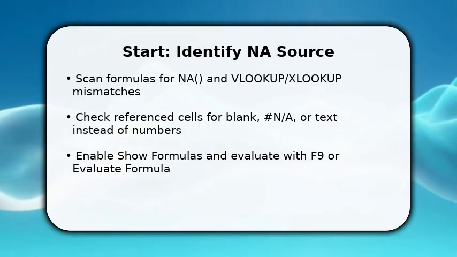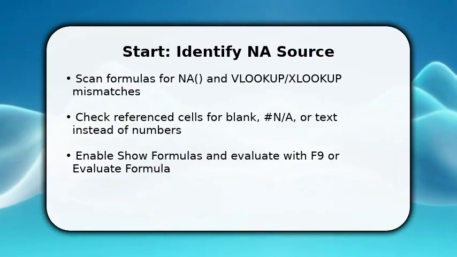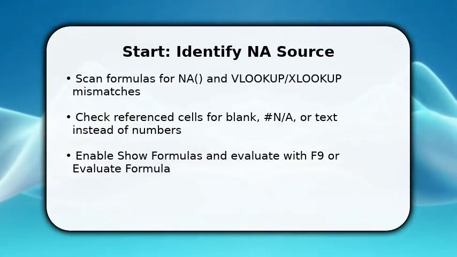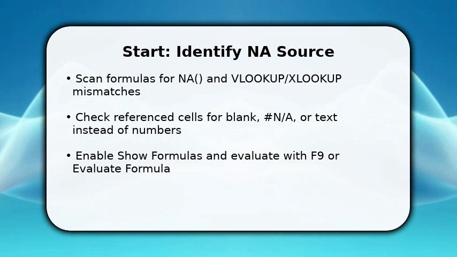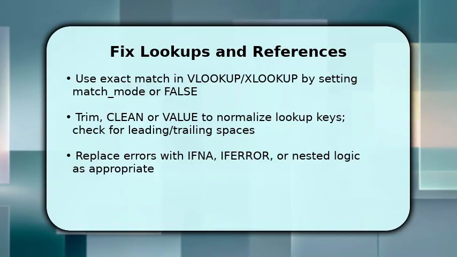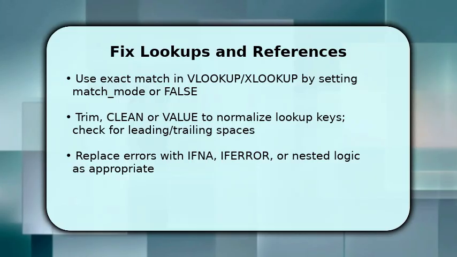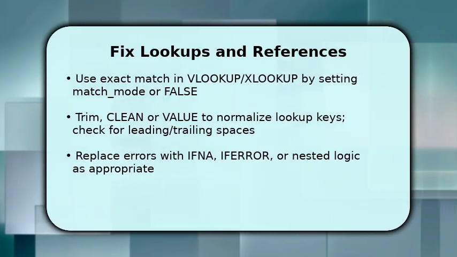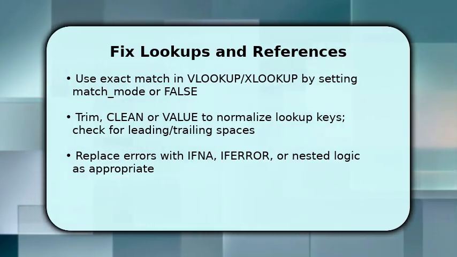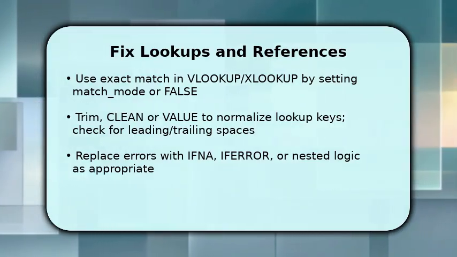Also check lookup tables for missing keys and ensure lookup types match, exact versus approximate, because mismatched types are a frequent root cause. Now you perform the core fixes. Convert approximate lookups to exact when keys must match, and normalize keys using TRIM or VALUE so text and numbers align.